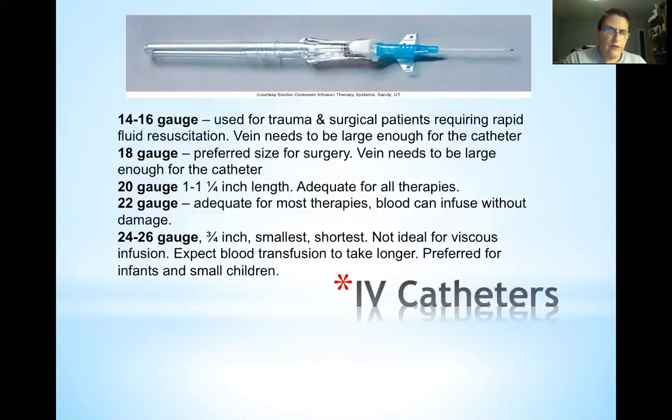We can also use catheters as small as 24 to 26 gauge. These are about 3/4 inch. They are the smallest, the shortest. They're not ideal for viscous infusions. If you do infuse blood, which I've never really infused blood products through an IV that small, but just know that it's going to take longer. But these smaller gauge needles are also more preferable for infants and children.